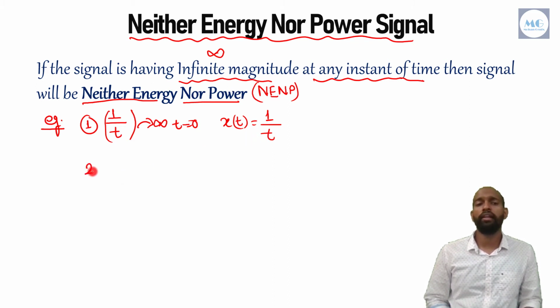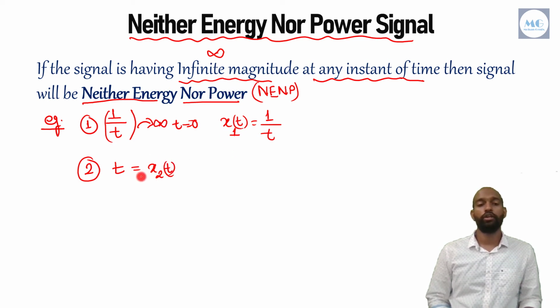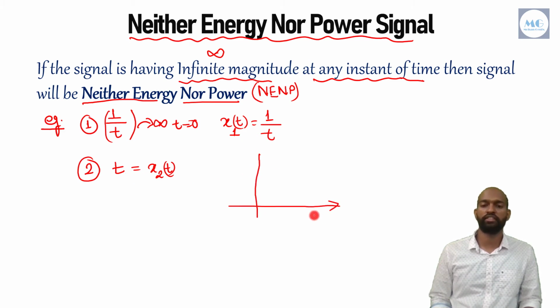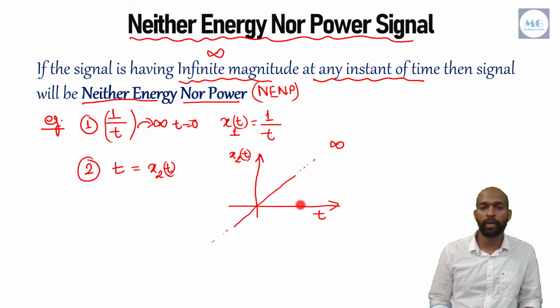What is the other example? The other example is t. Let's say x2(t) is equal to t. We took 1 by t as x1(t), now x2(t). If we draw the graph of x2(t), with t on the x-axis and x2(t) on the y-axis, the graph will be like this, and on the negative side also like this. This signal approaches infinity at an infinite amount of time. That's why this is also a neither energy nor power signal.